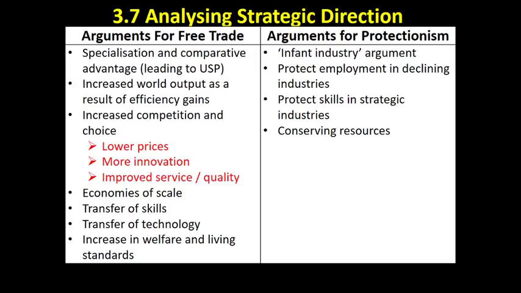We might want to protect skills in strategic industries. So there's an argument, say, for defence, making weapons. Maybe we don't want to buy weapons from America because we want to protect the British weapons industry in case we go into war and we need it in the future. Same to be said with some food products. Maybe we'll need to produce our own food in the future, so we keep that industry going, maybe if it's not the most efficient in the world. And finally, protectionism can be argued to help conserve resources.